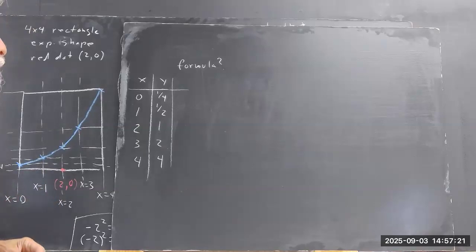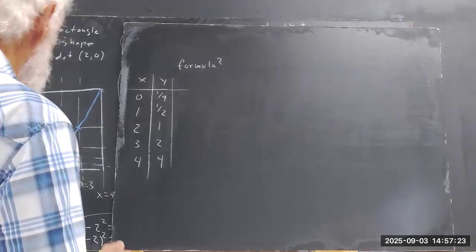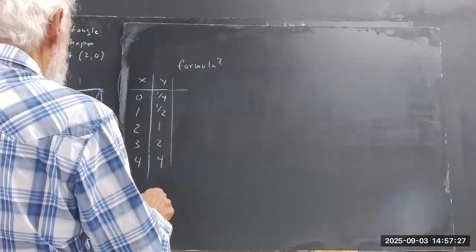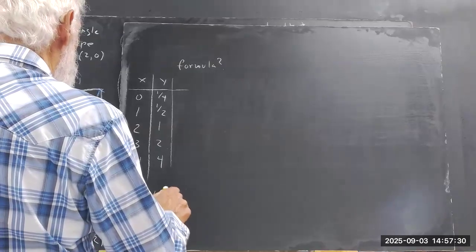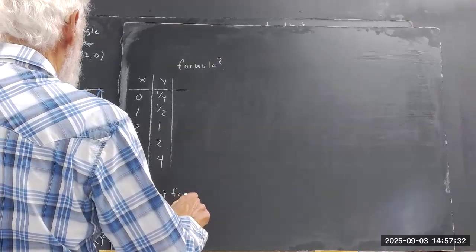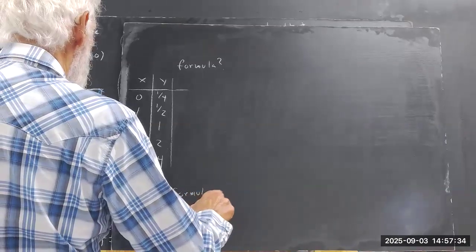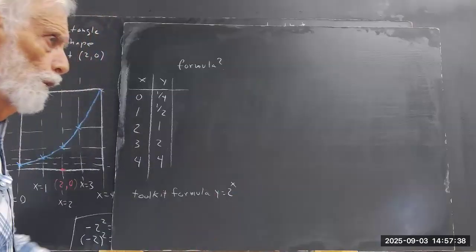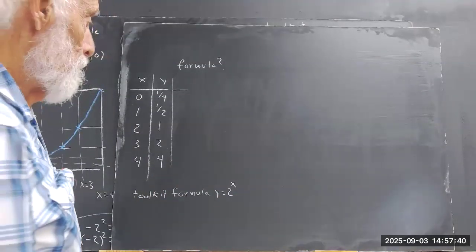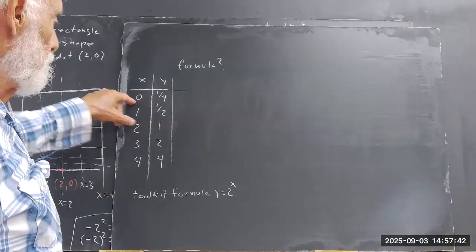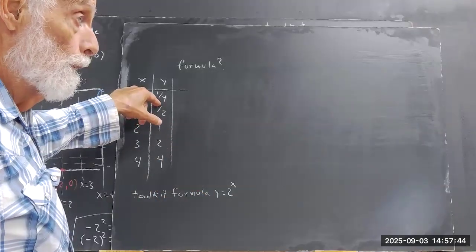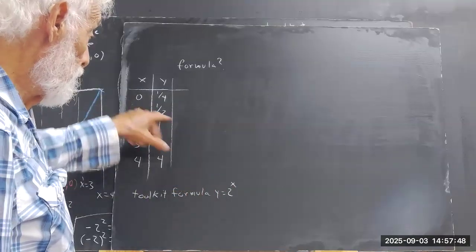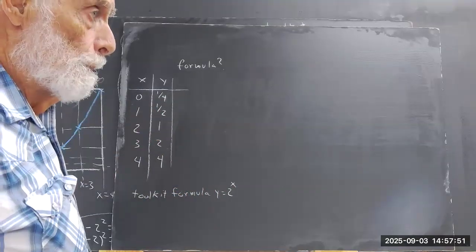Now the question is, what's the formula? Now let's see. Let's figure this out. The toolkit formula is y equals 2 to the x, but that's not going to work here. 2 to the x, if we put in 0, we're going to get 1, not 1/4. And if we put in 1, we're going to get 2 to the 1, which is 2 instead of 1/2. The numbers are not going to be right.